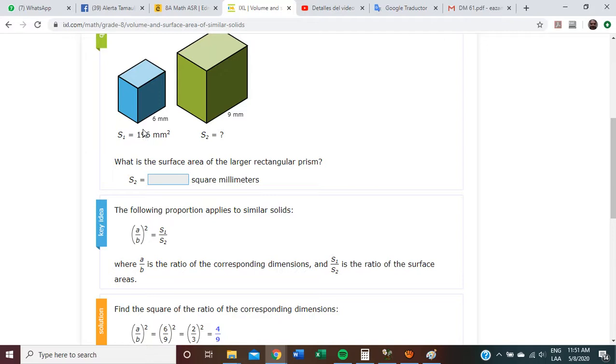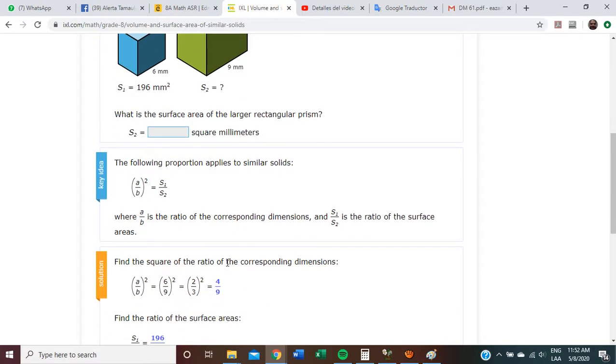It is 6 millimeters in length here and 9 millimeters in length here. We are going to need this proportion rule or formula: A divided by B, all of this raised to the power of 2, equals the first surface divided by the second surface, where A and B is the ratio of the corresponding dimensions, and S1 and S2 is the ratio of the surface areas.